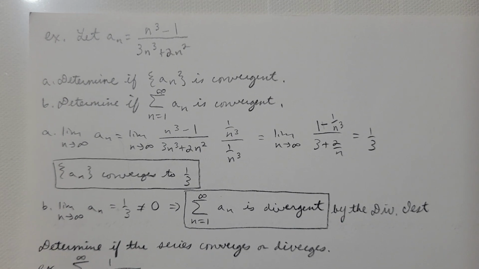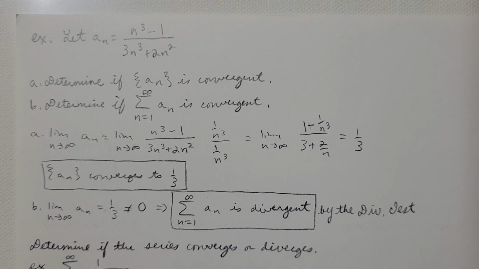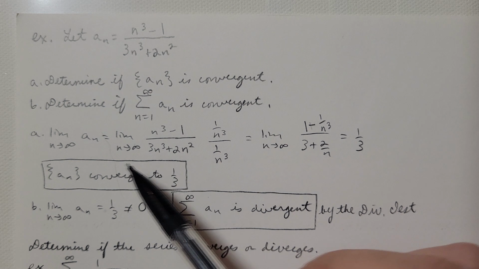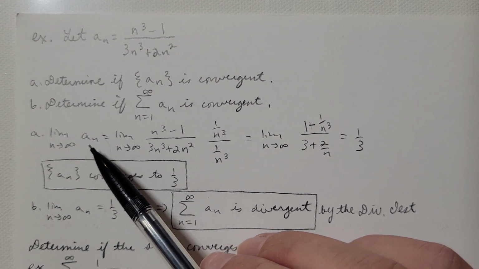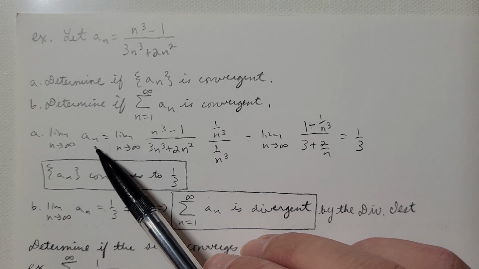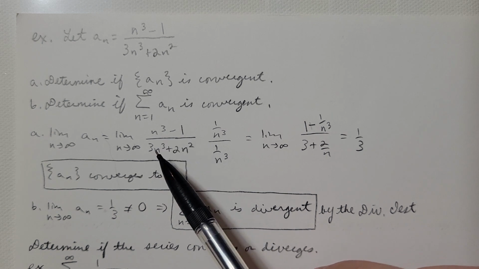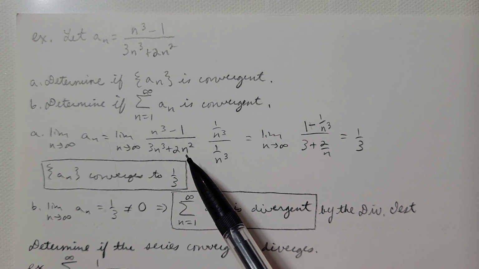When we take a look at this next example here, suppose that I have a sequence a sub n where a sub n is n cubed minus 1 divided by 3n cubed plus 2n squared. And we'll do part A and part B here. So part A, determine if the sequence a sub n is convergent. Okay. Well, to know if that converges or not, I need to find the limit as n approaches infinity of a sub n. So that's equal to the limit as n approaches infinity of n cubed minus 1 divided by 3n cubed plus 2n squared.